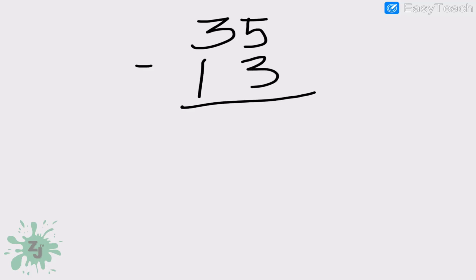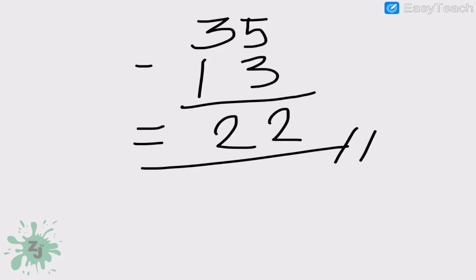So let's try our first example. 35 minus 13. As we did in addition, those are the steps that we will take also in subtraction. That would be 5 minus 3, then 3 minus 1. So 5 minus 3 is equal to 2. 3 minus 1 is equal to 2. There you have it. That is the answer for that example.